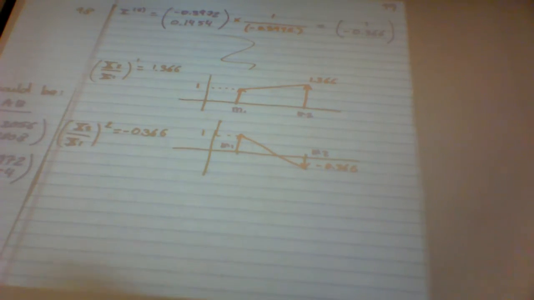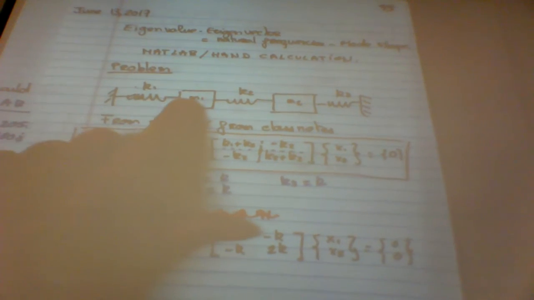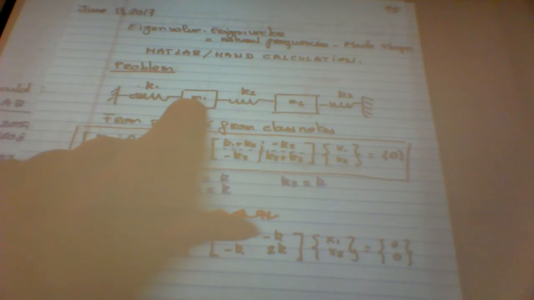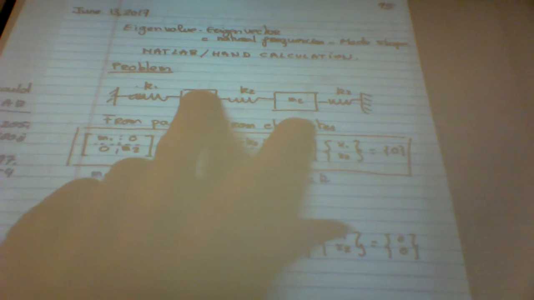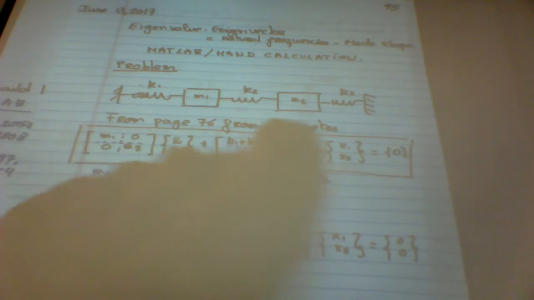But the ratio will always be between 1 and 1.366. If this system initially is rotating at the frequency omega 1 squared, both will be moving, let's say, to the right or to the left. When this one moves 1, this one will be moving 1.366.